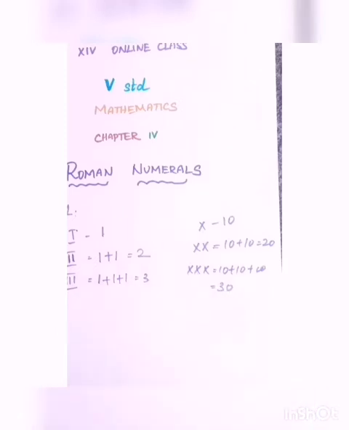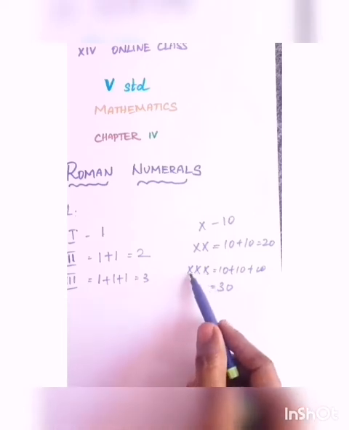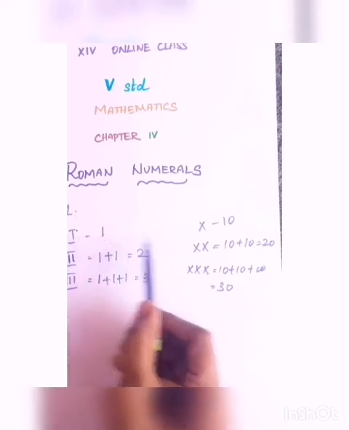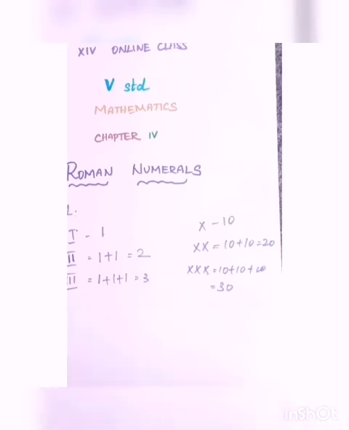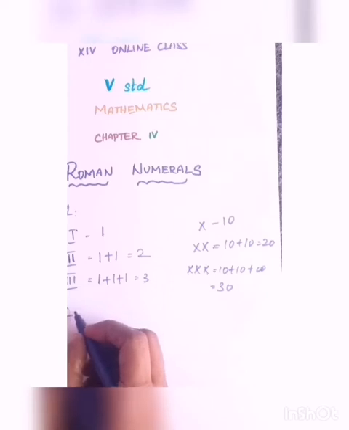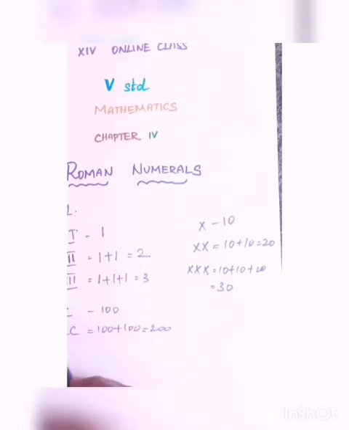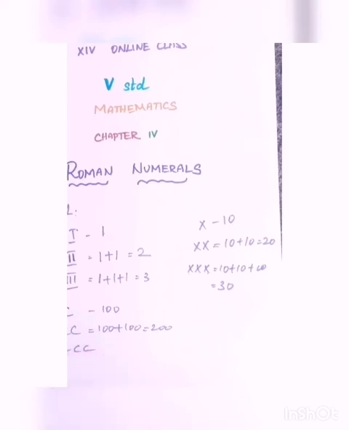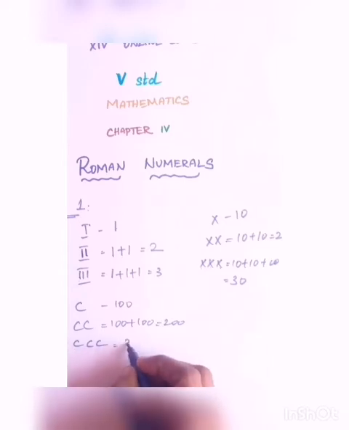Remember the first rule: when a letter is used more than 1 time, we add its value. Here I has 1, X has 10, so add its value each time to get the number. We have another example also. C means 100. If you put double C, what is the value? 100 plus 100, 200. Next, triple C means 300. Listen, 100 plus 100 is 200, 200 plus 100 is 300.